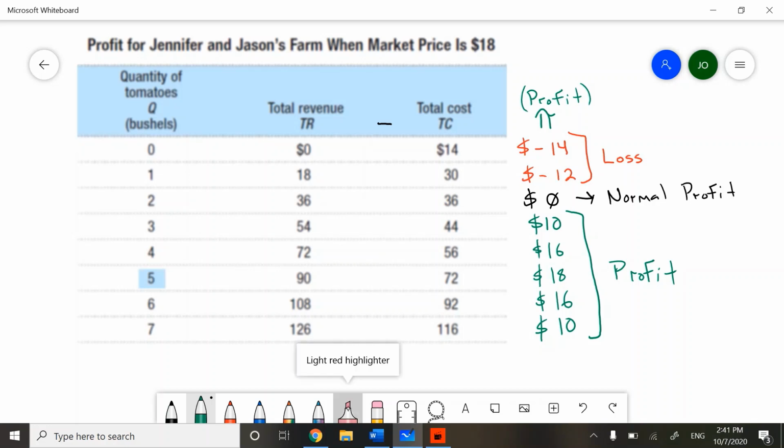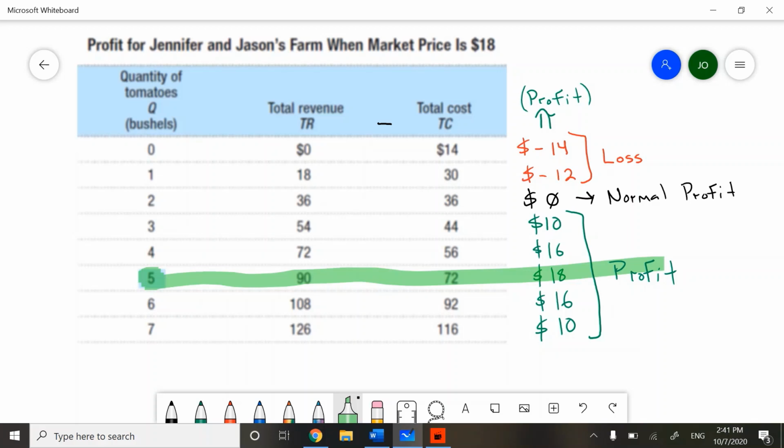Notice that when we get to a 5, we maximize our profit. So it turns out that this is my profit maximizing quantity. This is important. When you want to maximize your profit, what you're really looking at is the precise level of production that your company must have in order to maximize profits. So basically, when this company produces 5 units of tomatoes, they will be maximizing their profit.